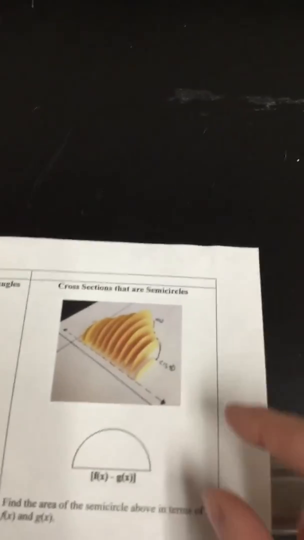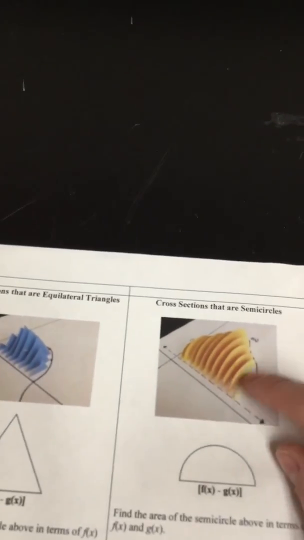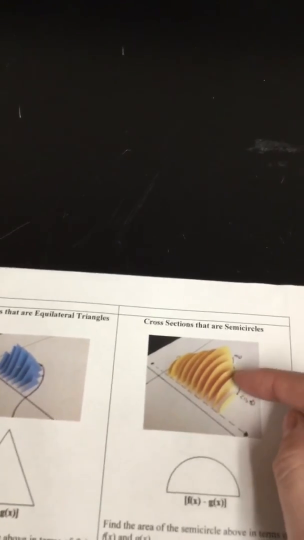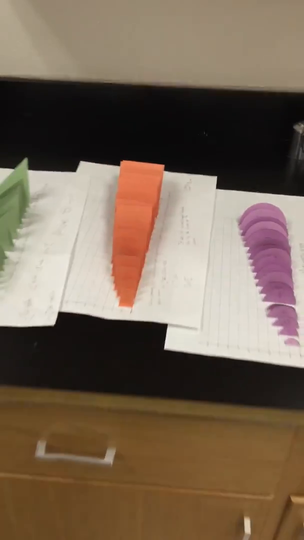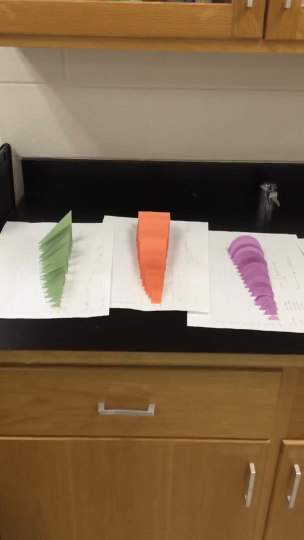And the same thing with the semicircle. The distance of the semicircle, the radius of it, is the distance from the top curve to the bottom curve. So that is a really fast explanation of cross-sectionals, which is our next lesson.